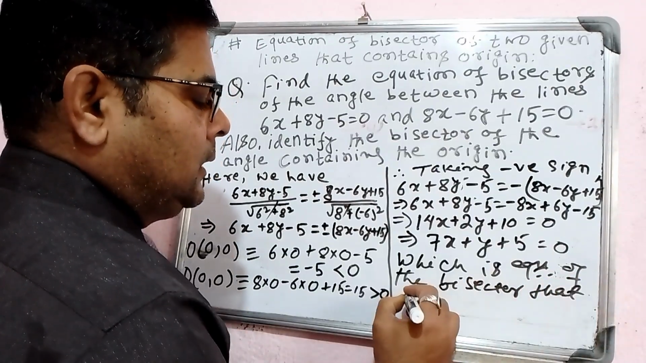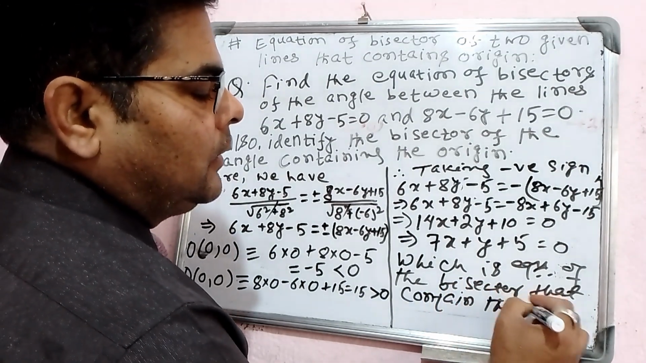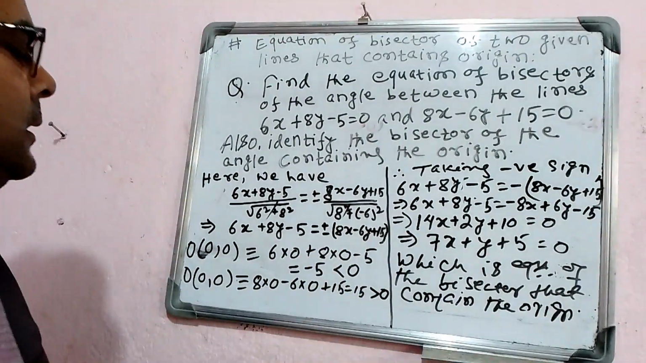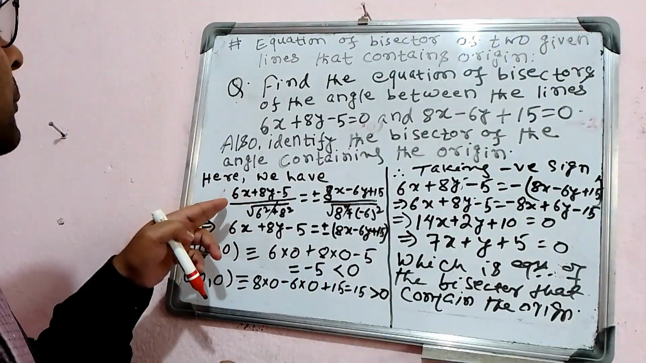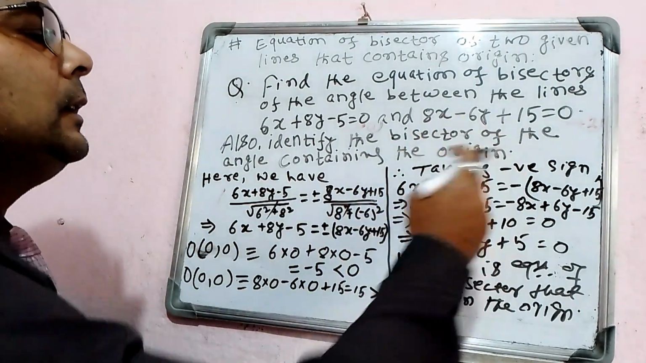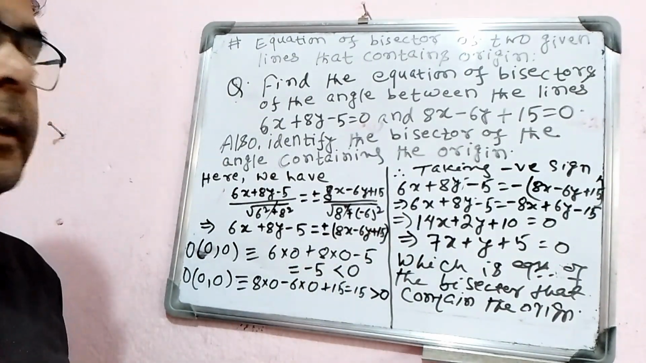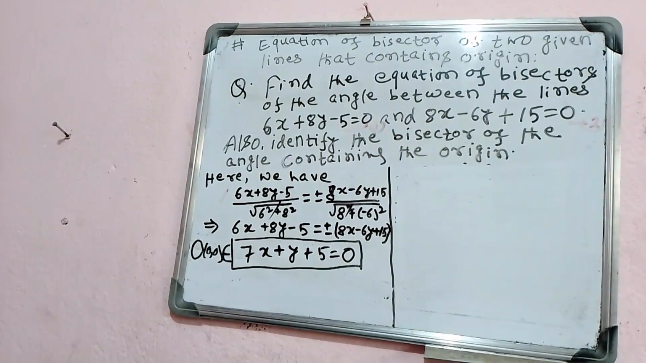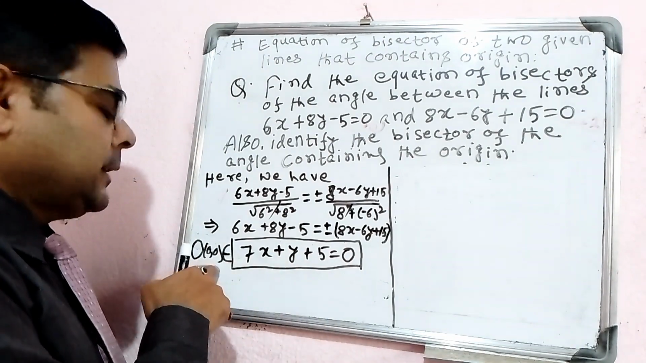that contains the origin. Okay, because we can see the condition for the origin is this opposite sign, one is negative, another is positive. That's why we have taken the positive sign from the left side and the negative sign from the right side, and then we have this equation, which is the equation of the bisector that contains the origin. So this way we found the bisector 7x plus y plus 5 that contains the origin.